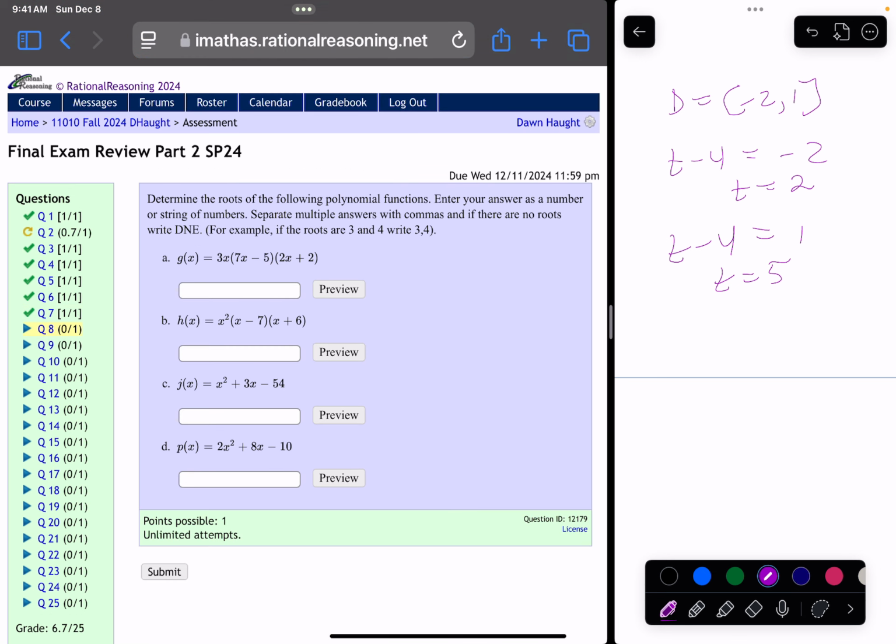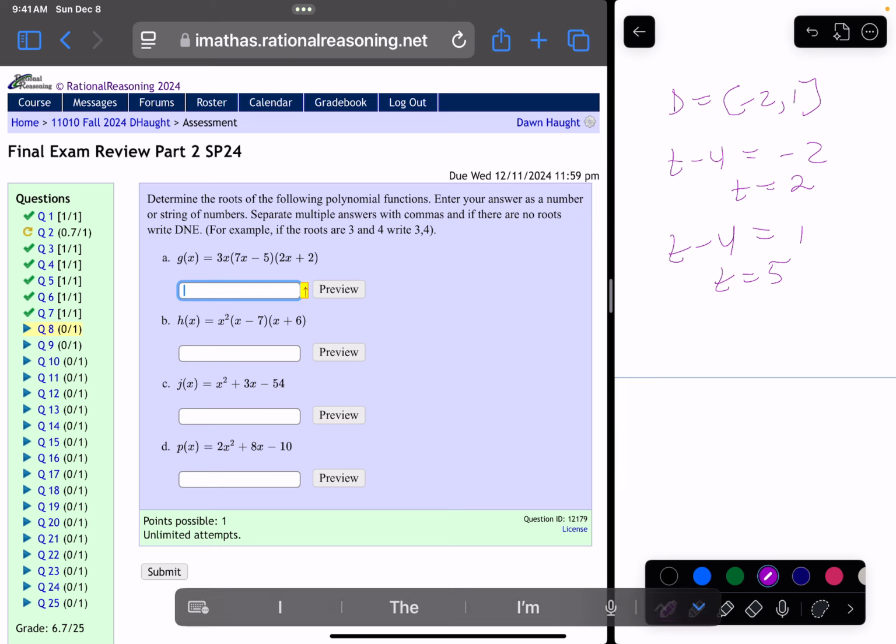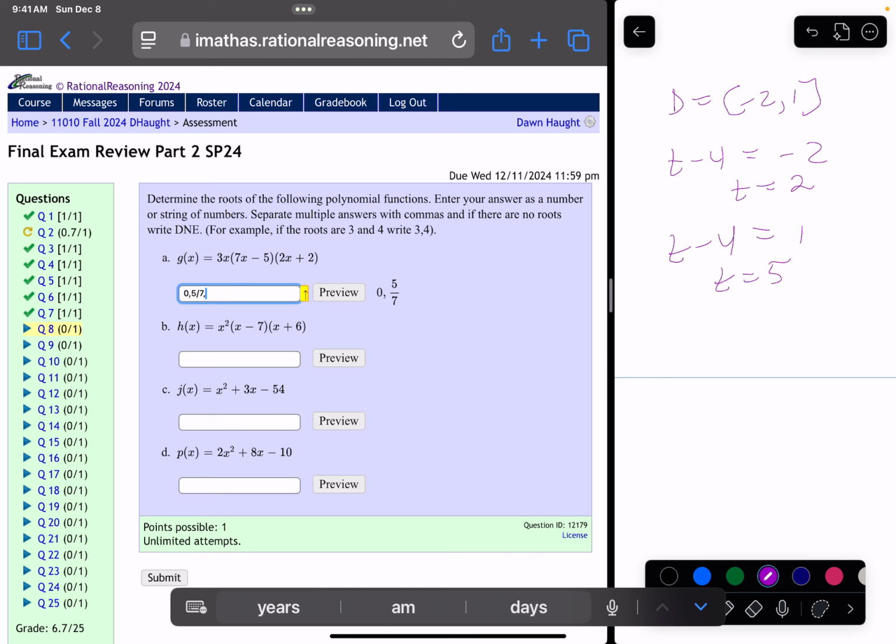Question 8. What are the roots of the polynomials? Roots of polynomials are easiest found by getting in factored form. So a and b are going to be our quickest to solve. We can do it without really even putting it on the side of the paper. Don't forget for a, 3x equals 0 at 0. 7x minus 5, if you solve that, you would move the 5 over. It would become a positive and then divide by 7.